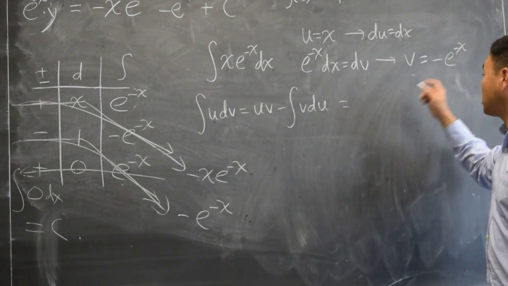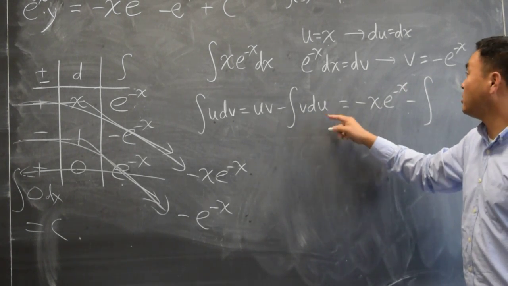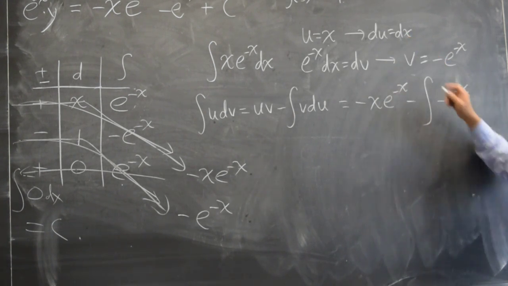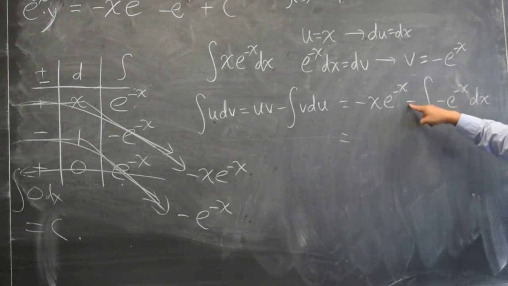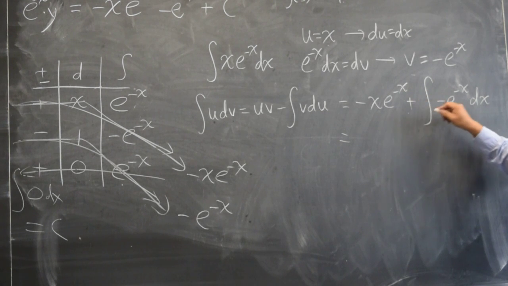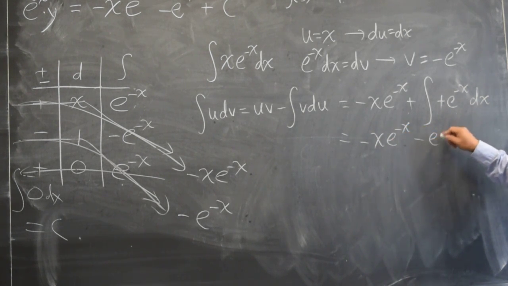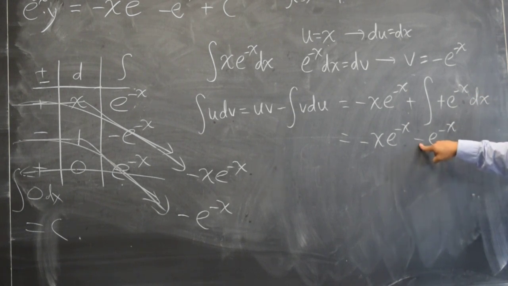uv is this times this, so it's negative x e to the negative x, minus the integral of v du. What is v du? This is v, and du is dx. So then you can continue and put minus of minus is plus, so you change that to plus. And the integral of e to the negative x is e to the negative x. Well, the integral of e to the negative x is e to the negative x with the minus sign. So this minus appears when you integrate this.